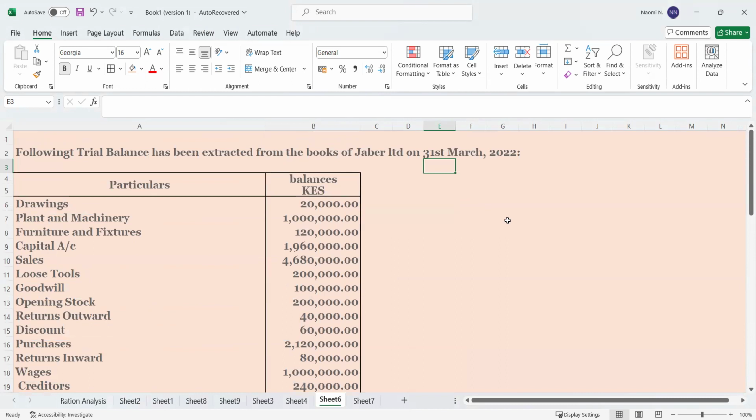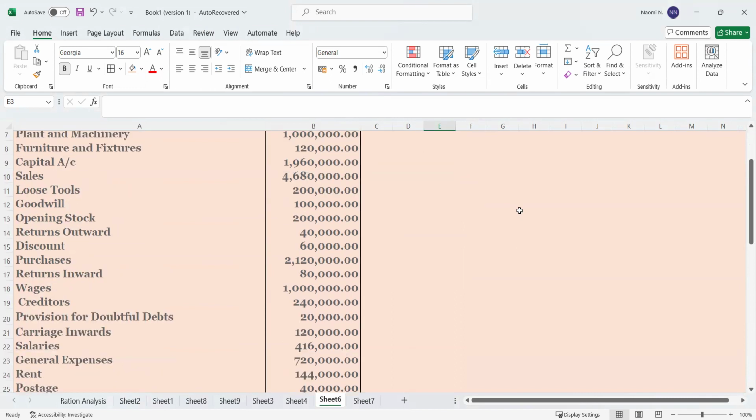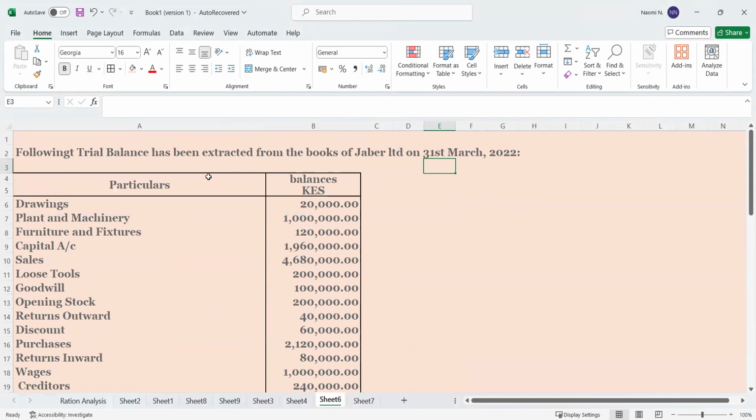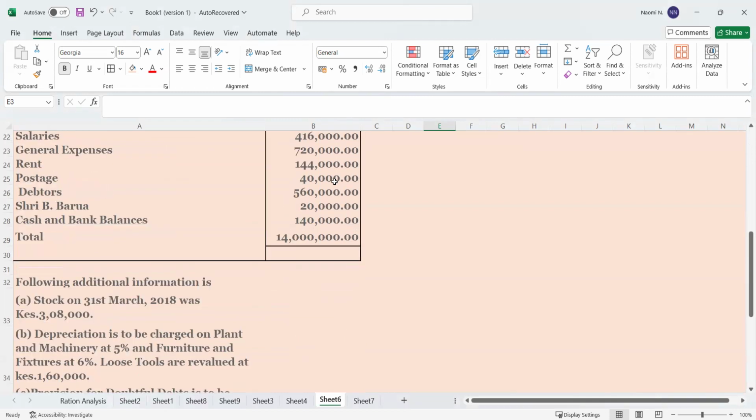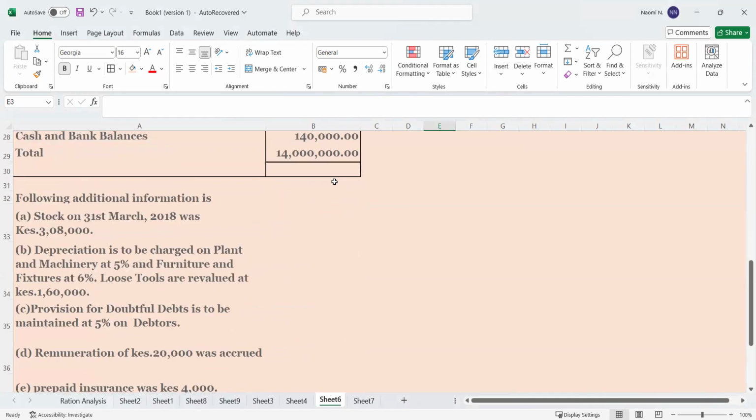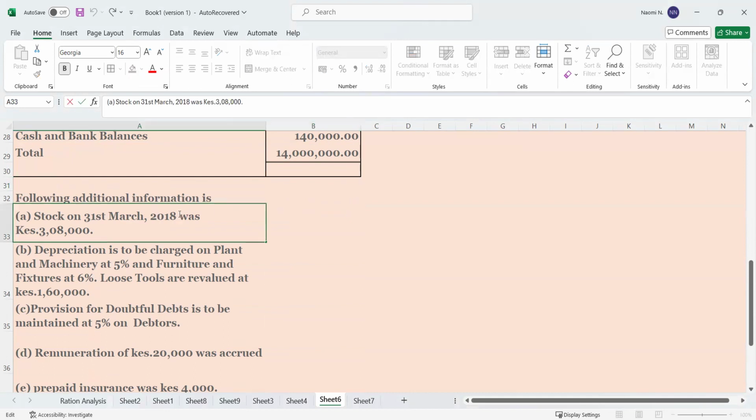The following trial balance has been extracted from the books of Jaber Limited on 31st March 2022. So here we have the particulars, then we have the balances per each account. Then we can read the additional information. The stock on 31st March, it ought to be 2022, not 2018.